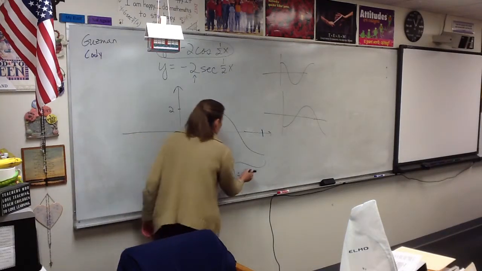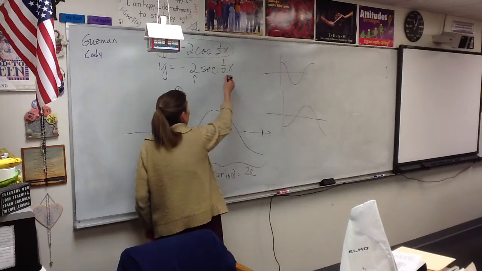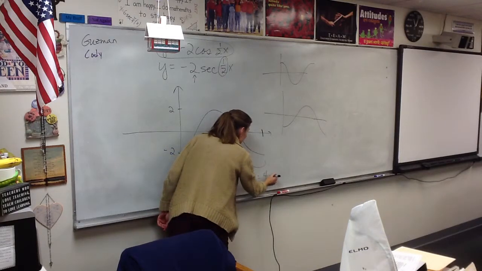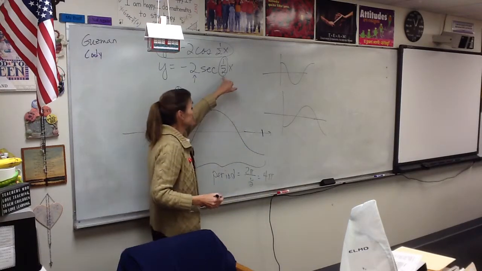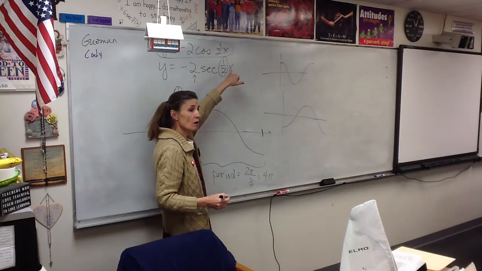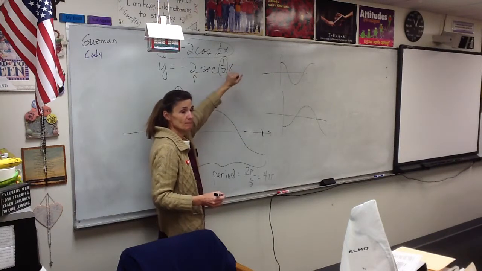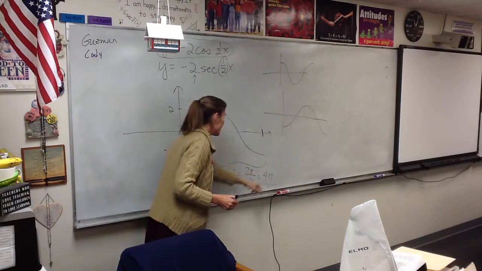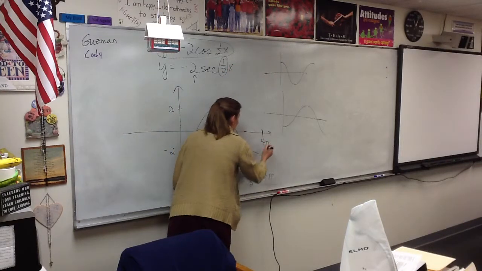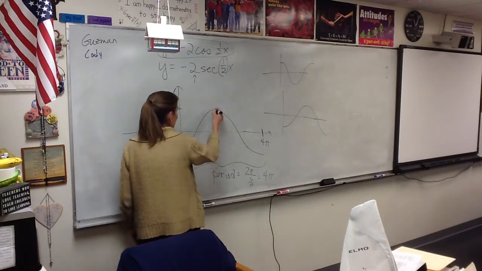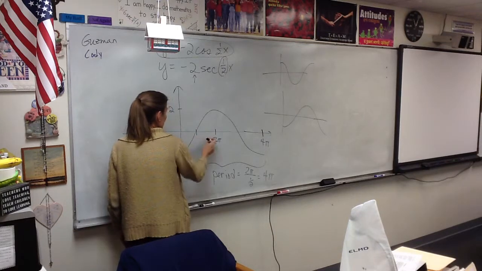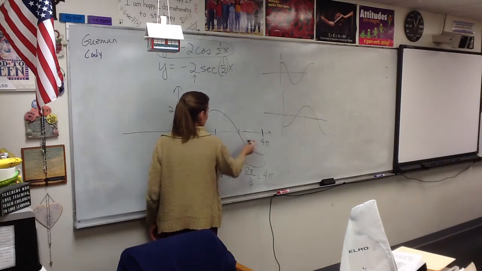So the normal period is 2 pi, but this one has been divided by a half. Remember, this coefficient, the coefficient on x, divides the period. Always. So 2 pi divided by a half is 4 pi. So this label is 4 pi. What's the midway point then, right here in the middle? 2 pi. What's the midway point of these? Pi. And this one would be 3 pi.